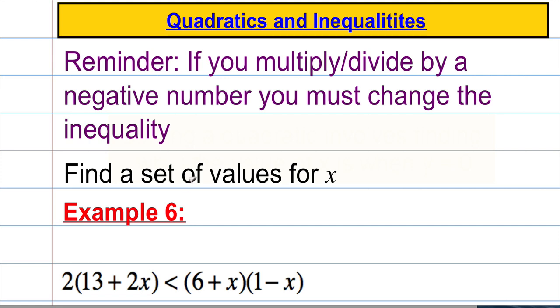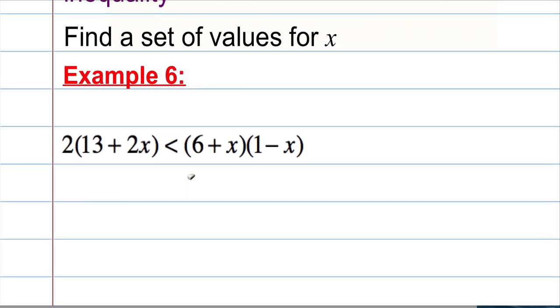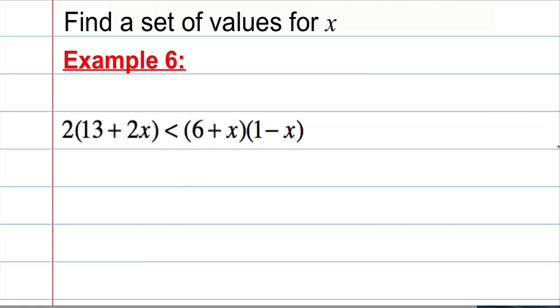Okay, last one here. Same idea again: find a set of values for x. First thing we're going to do is expand the brackets. We get 26 plus 4x less than 6 times 1 is 6, 6 times -x is -6x, x times 1 is x, and x times -x is -x squared. Let's take everything to the right hand side, because that's where my x squared term is. Subtracting 26 from both sides gives me -20.